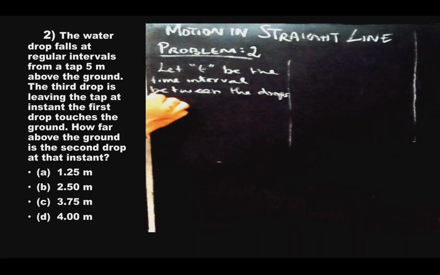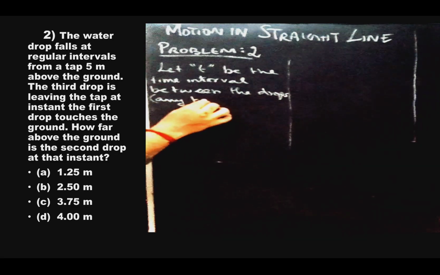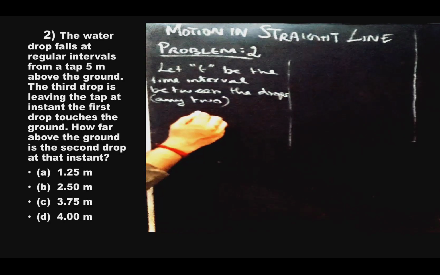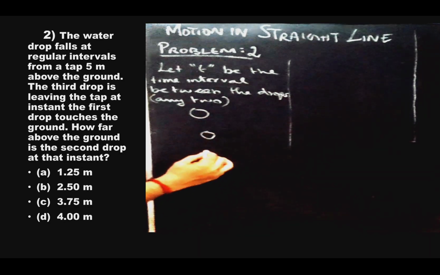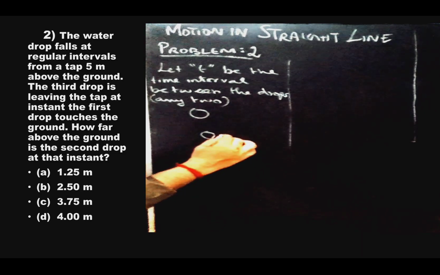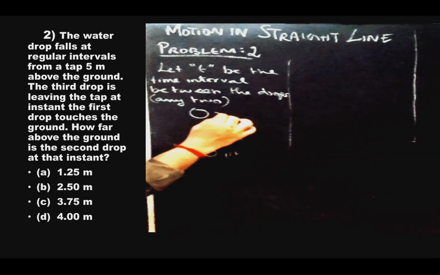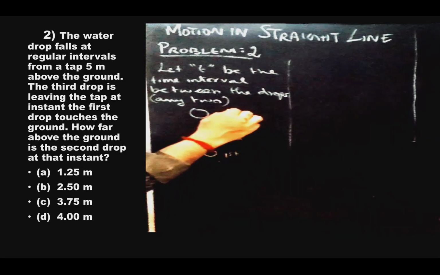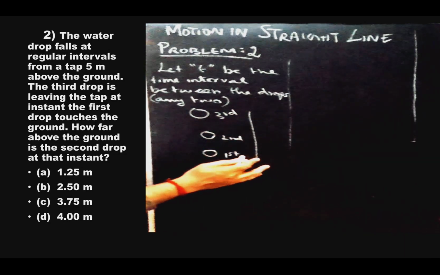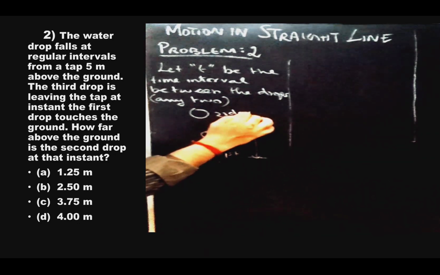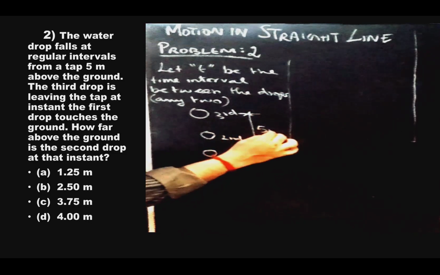So now we are going to prove it. Let t be the time interval between the drops at any instant. The first one has reached the ground, whereas the second one is midway, and the third one is still being released from the tap. They are asking how far the second drop will be from the ground. That is the part they are asking.